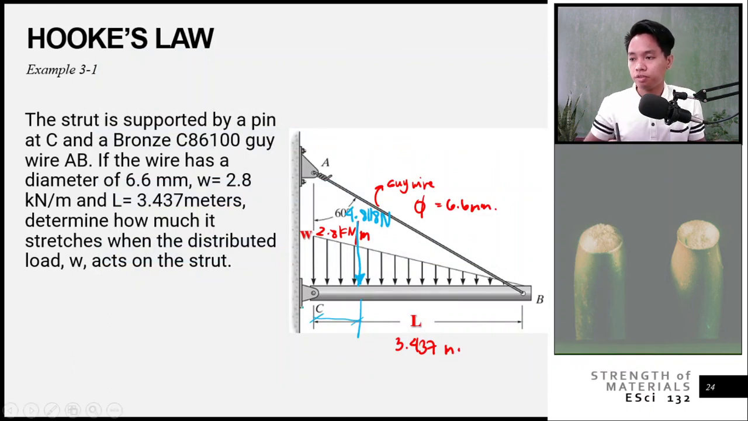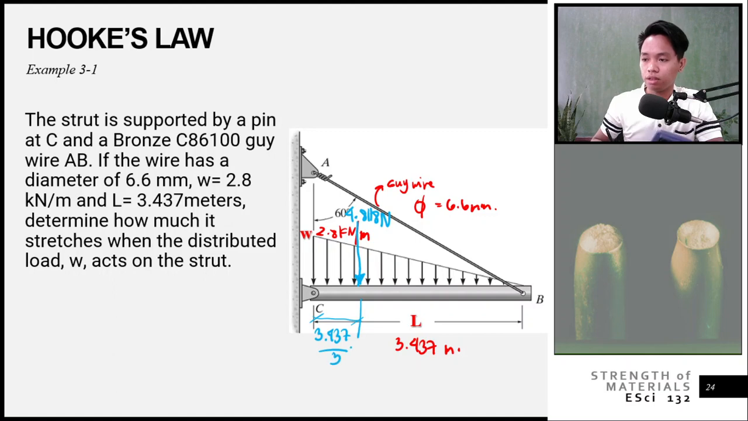That should be 3.437 divided by 3. That should be equal to... I'll just keep it as a fraction. 3.437 divided by 3, that is in meters. That should be approximately equal to 1.146 meters. But to use the whole value, I'll just keep it as a fraction.